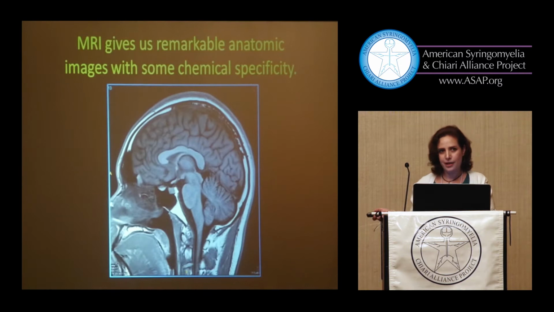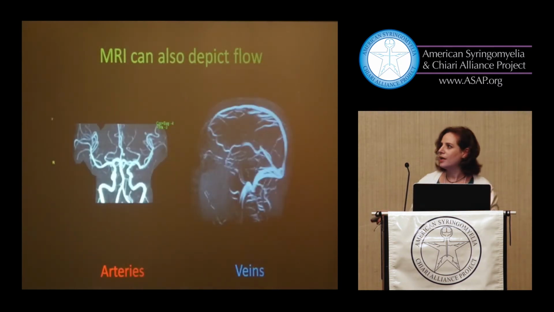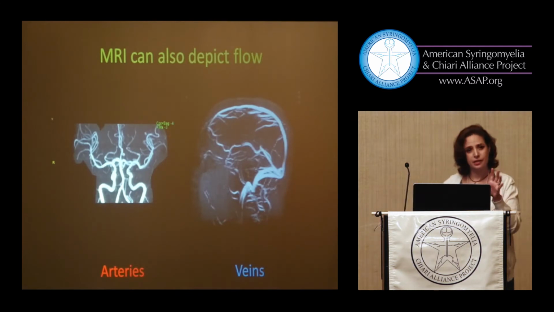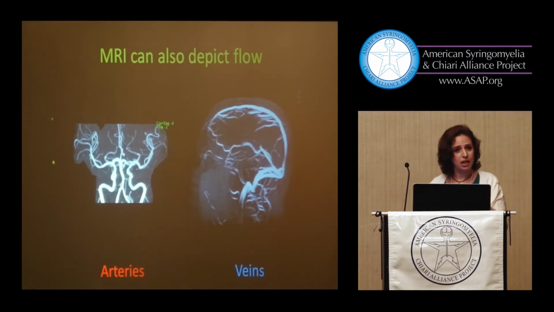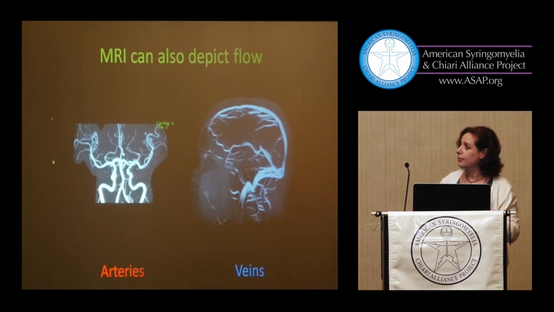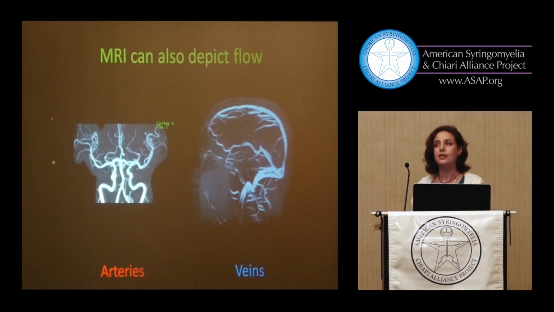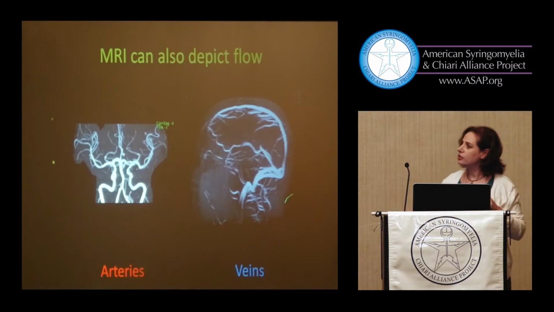But aside from the beautiful anatomic images we get from MRI, a lot of you may know this too, we can see flow with MRI, which is really amazing. You know how long it takes to get an MRI, what a clunky, slow machine, but we can get flow. This is an image from an arteriogram and a venogram. These are arteries, these are veins. This is showing flow, not contrast in a vessel. This is using a technique called time-of-flight imaging, which is what we use for arteries and veins.